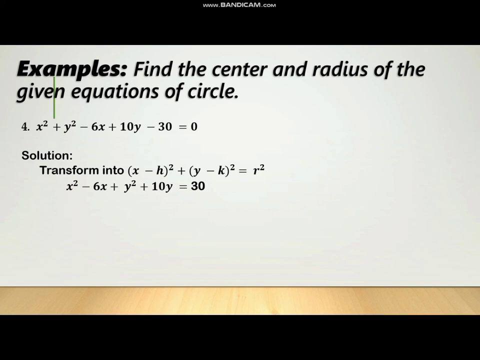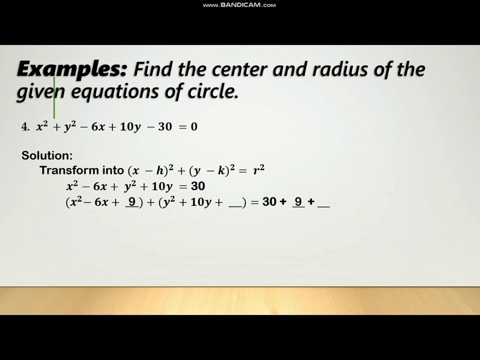So, katulad kanina, kailangan maging perfect square trinomial. So, mag-a-add tayo ngayon. So, yan ay x squared minus 6x. So, ang pagbabasihan natin ay yung 6x. So, yung 6, yun ang i-divide sa 2. 6 divided by 2 is 3. And then, yung 3 naman ang i-square ninyo. So, 3 squared equals 9. So, mag-a-add kayo ng 9 on both sides of the equal sign.